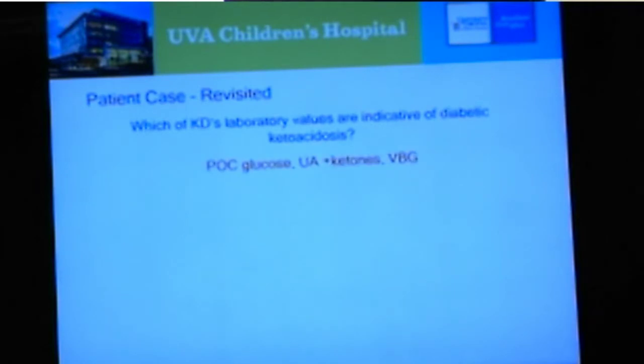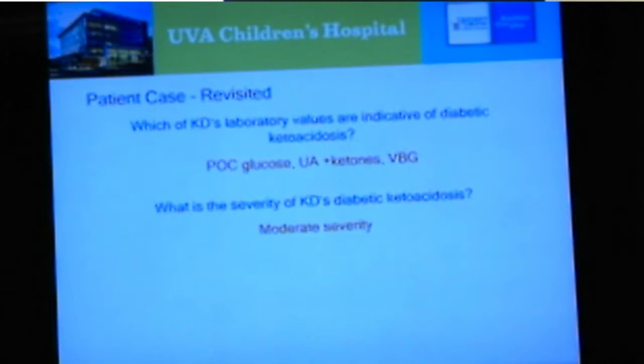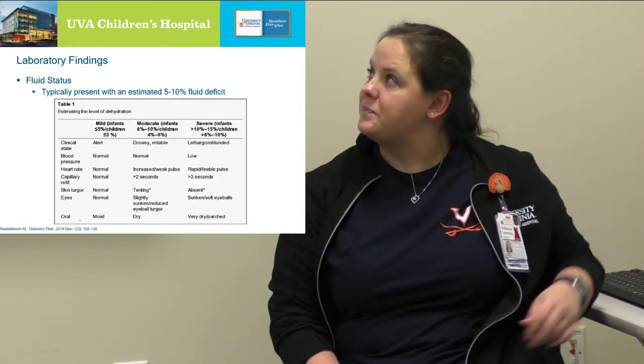So the point of care glucose, the positive ketones in the urinalysis, and the VBG are all signs of DKA in this patient. And then it is moderate severity.